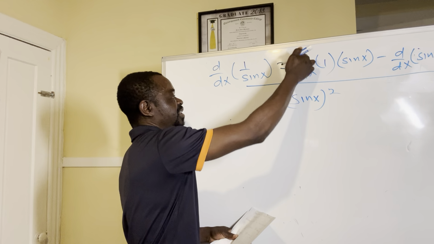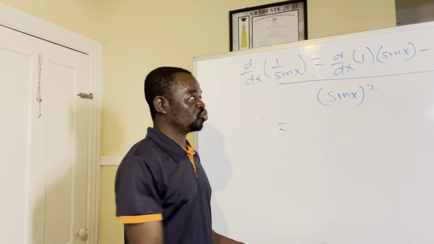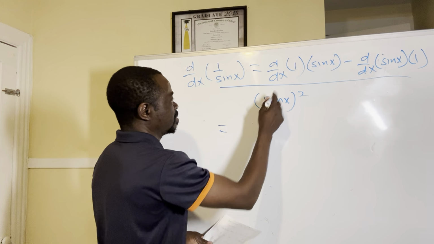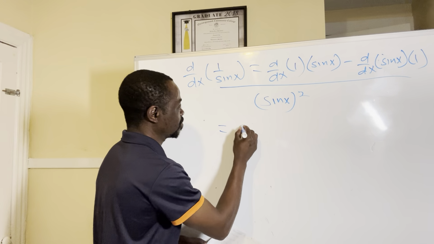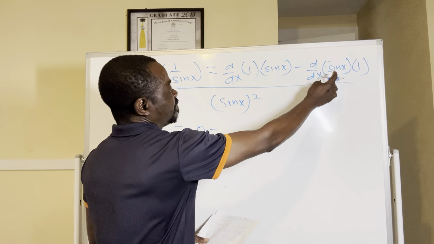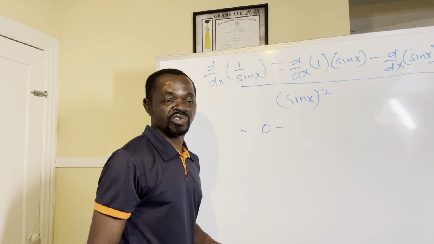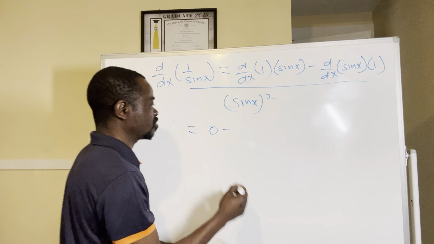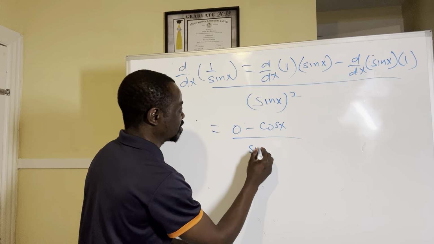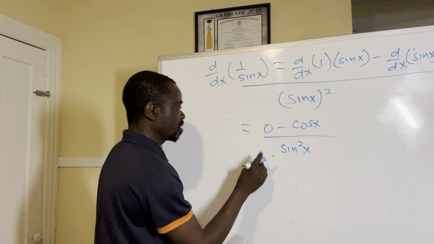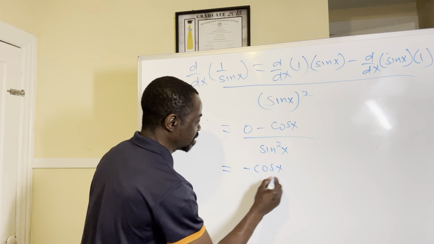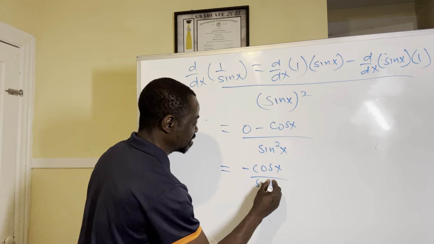So as usual, when we differentiate 1, it gives us 0. So this whole term becomes 0. So 0 times sine of x gives us 0 here. And that gives us minus. Here, if you differentiate sine of x, it gives us cos of x. So cos of x times 1 gives us cos of x, then all over sine square of x. So 0 minus cos of x will give us minus cos of x all over sine square of x.